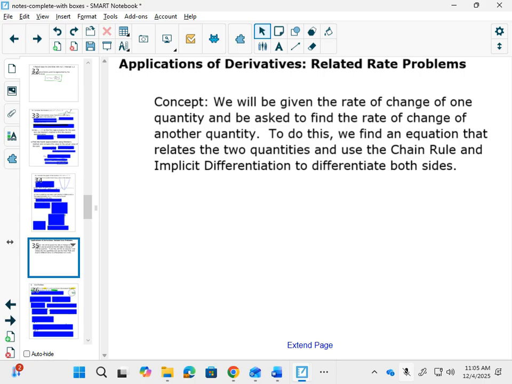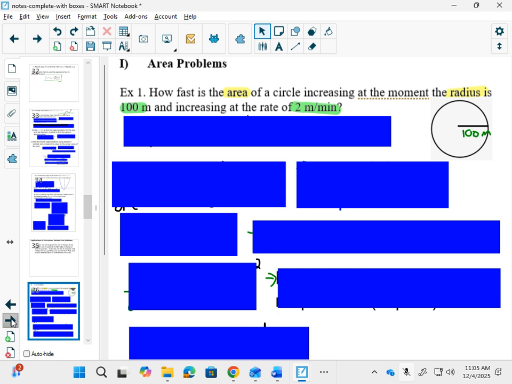Okay? So we'll look at a bunch of questions, but to do this, we have to create an equation that relates the two ideas, use implicit differentiation and the chain rule, and we'll be able to solve this. So here's our first question. How fast is the area of a circle increasing at the moment the radius is 100 meters and it is increasing at 2 meters per minute?